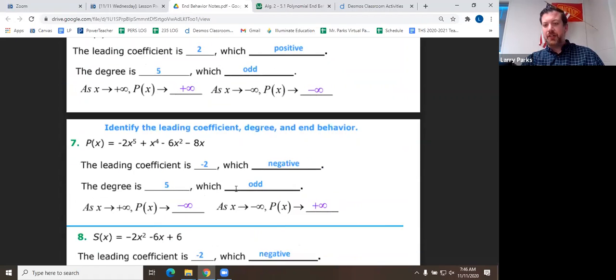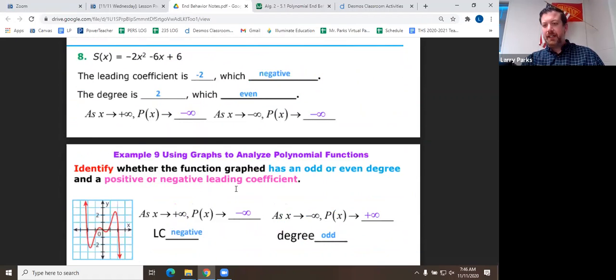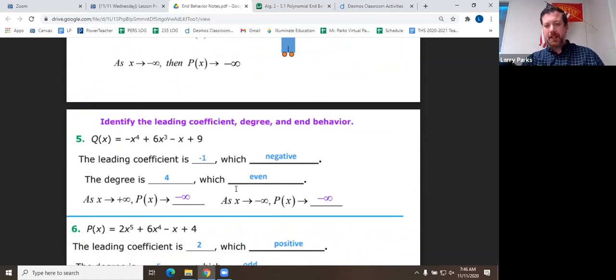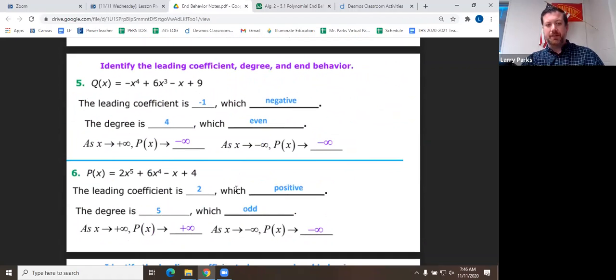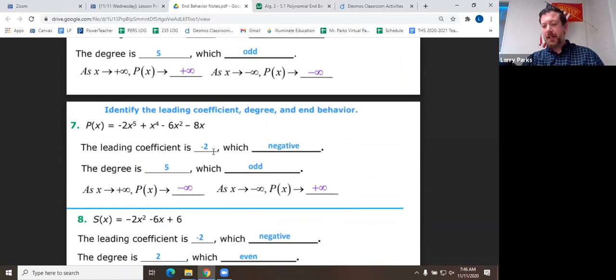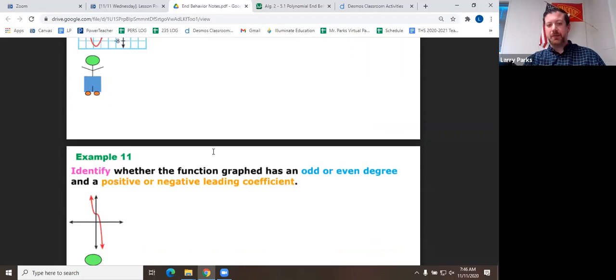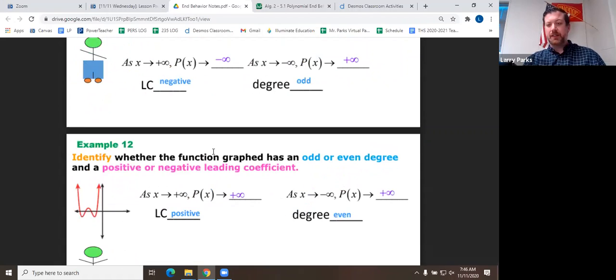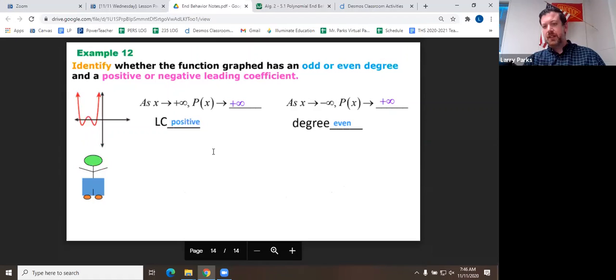Okay, and in case you didn't get all that and you want more practice, notice there's more practice there. I don't want to go over every example in here, but there are so many examples. And so let's go look at the practice together.